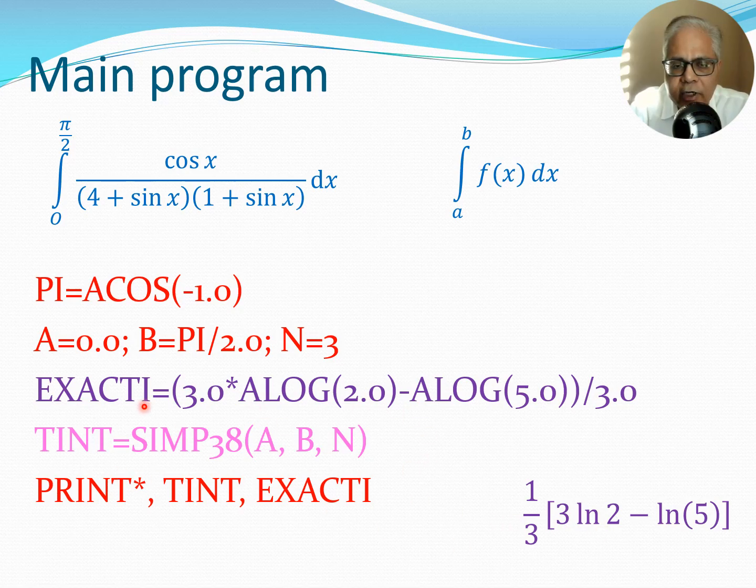And then I'm going to write a function. I'm going to call it simp38, and it's going to take a and b and n, and as the output it's going to give me the value simp38. So that function is going to help me calculate the estimate of the integral which is coming out of the Simpson's 3/8 rule. And then I'm going to print this estimate of the integral, and I'm also going to print the exact solution so that I can compare these two values.